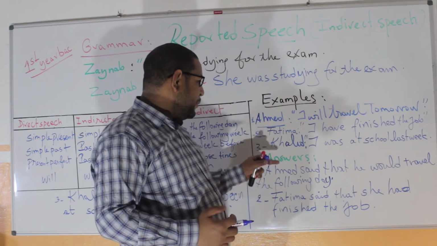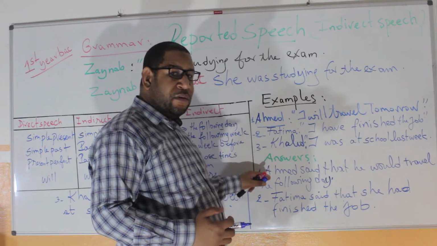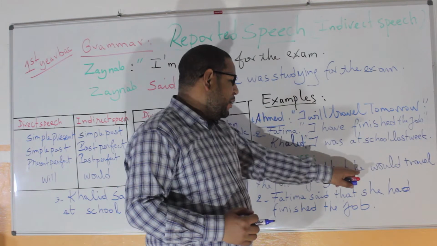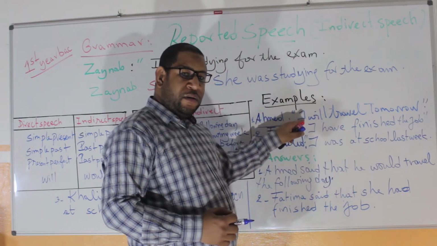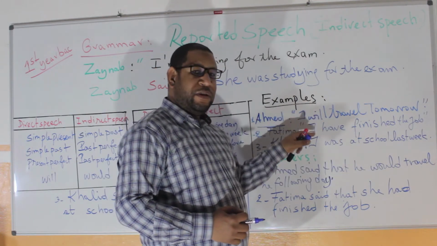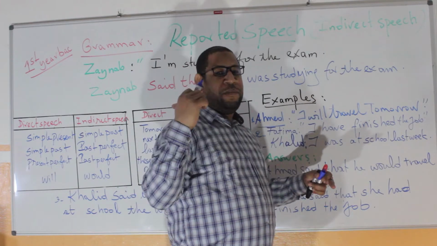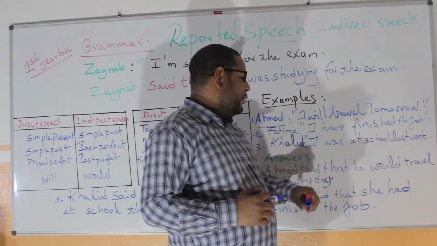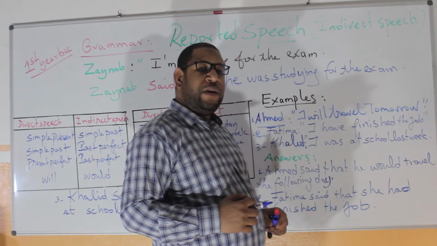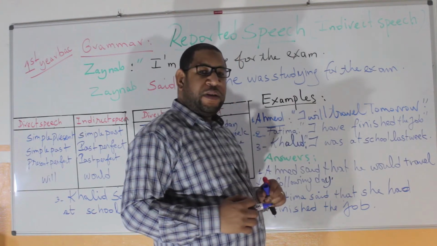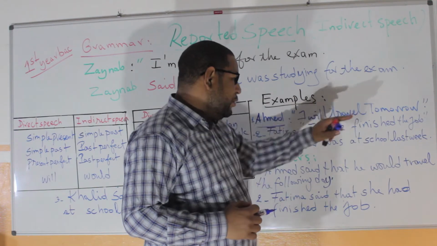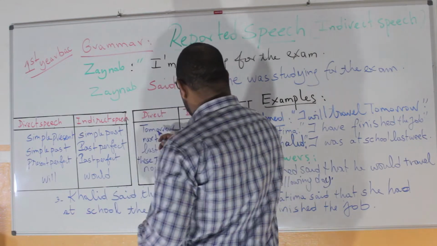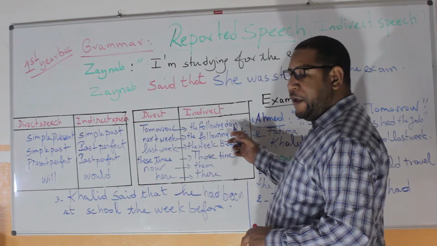So the first one, we have Ahmed said that. This is the reporting verb. He, because I changes into he. We don't have Ahmed now, so we speak about Ahmed and we say he. Will, we change it into would. He would travel. The infinitive stays as it is, no change. Tomorrow becomes the following day.